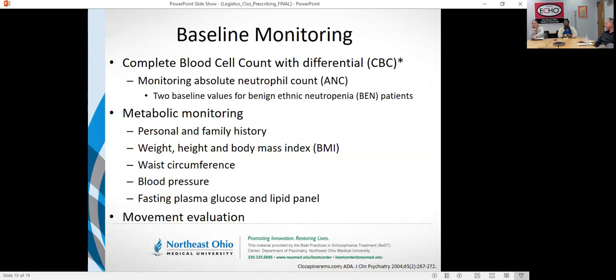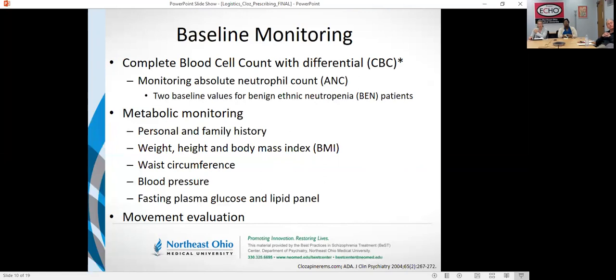So these patients tend to have a baseline neutrophil count that's lower than the general population, but their overall risk for developing agranulocytosis is not greater than other patients. But by giving these new requirements in this new population, it allows us to utilize clozapine in a patient population that may not have been candidates for it before.